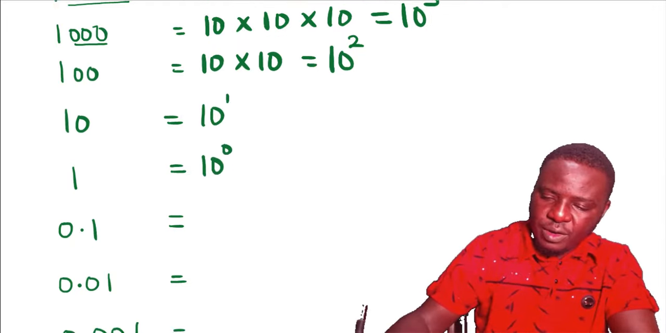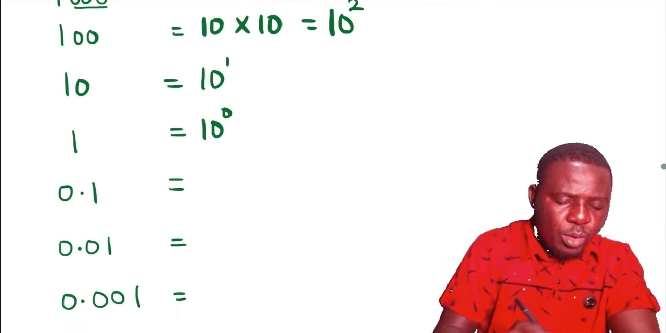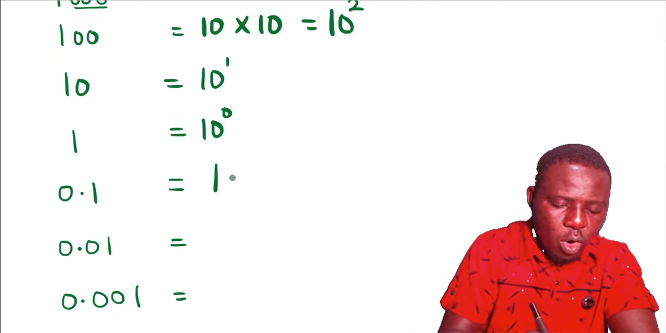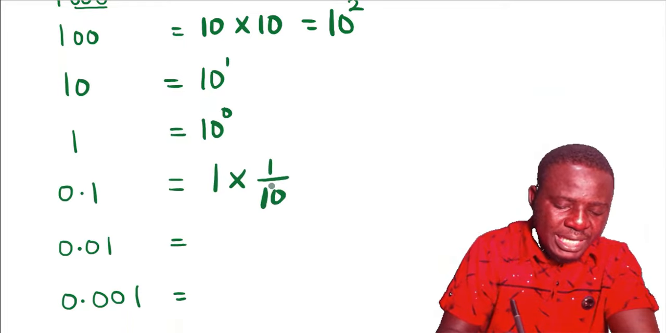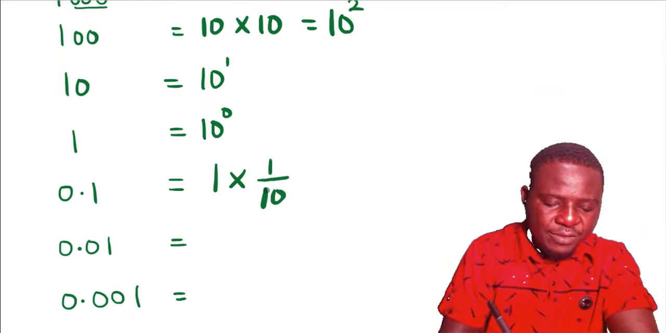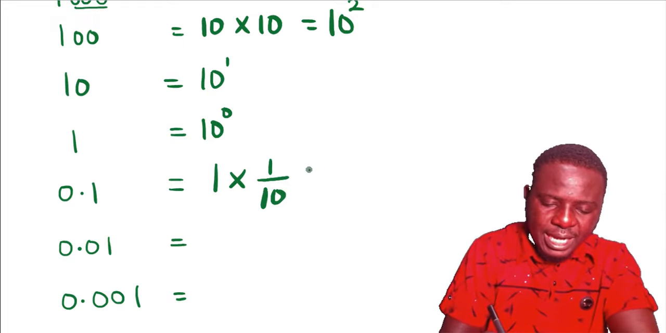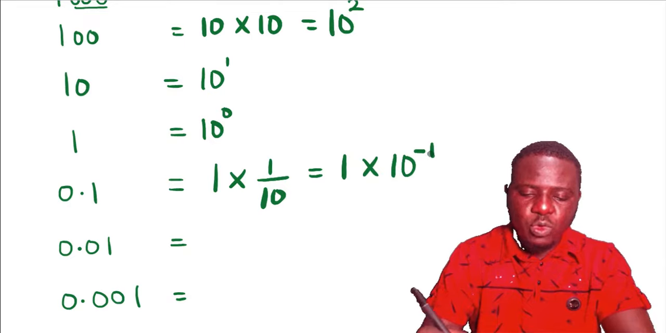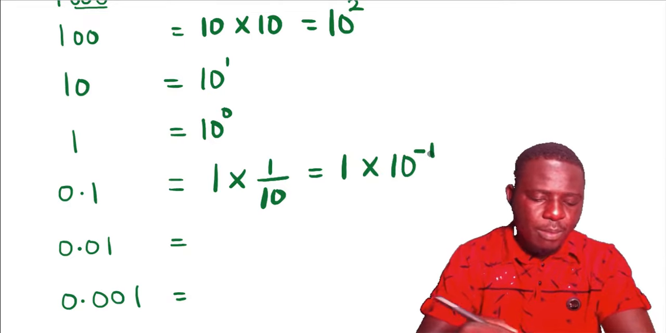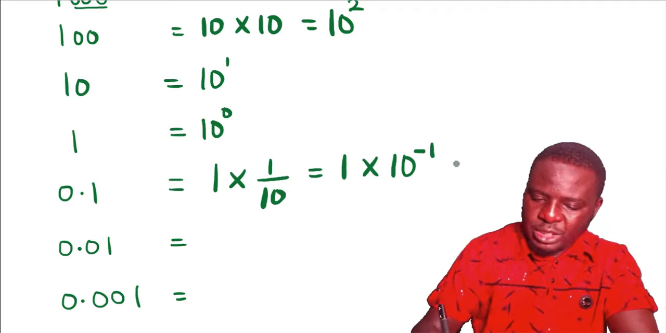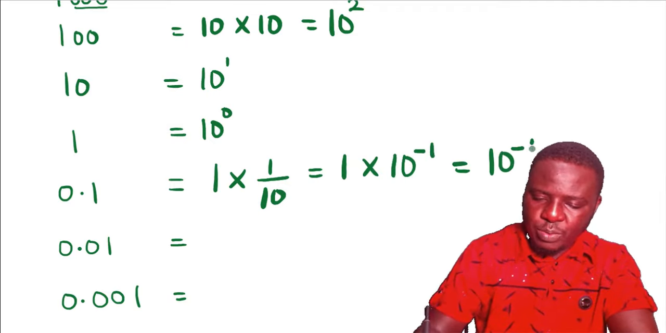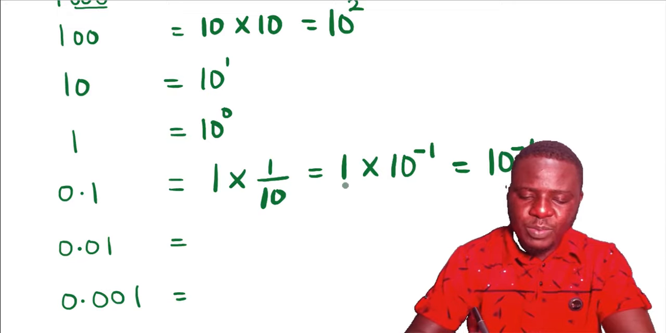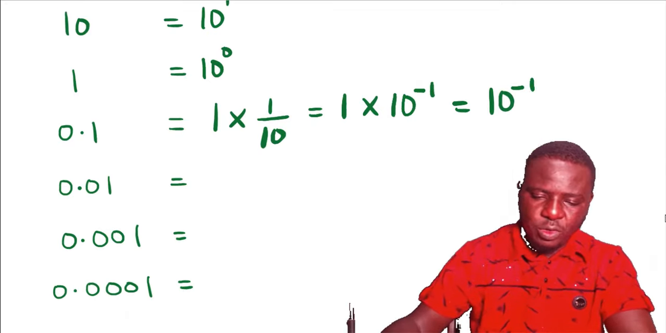And we have 0.1. 0.1 can be written as 1 times 1 over 10, because 1 divided by 10 gives you 0.1, and this can be said to be 1 times 10 raised to the power of -1. So this is where you begin to get the negative powers of 10, of which this can simply be expressed as 10 raised to the power of 1 minus 1, because whatever you multiply by 1 returns that value as the answer.